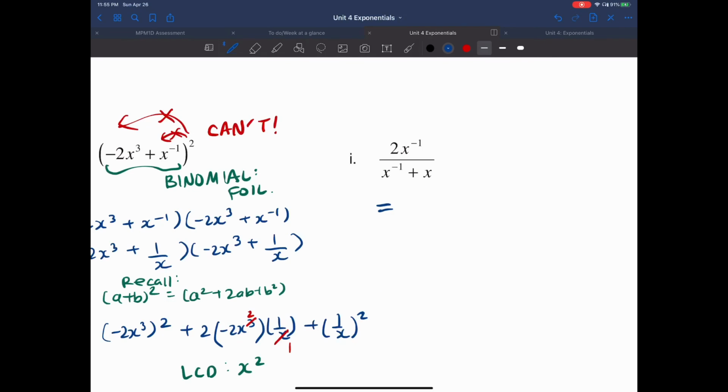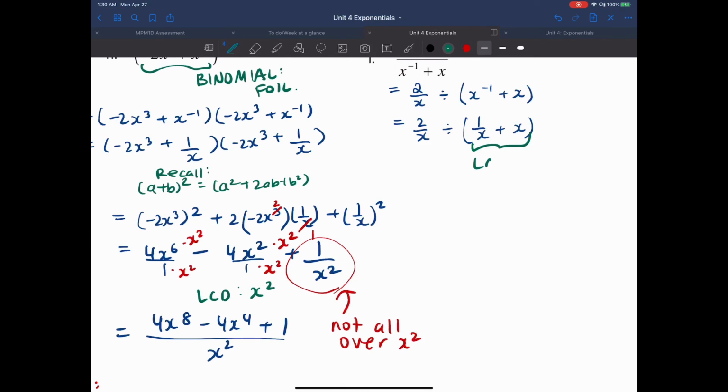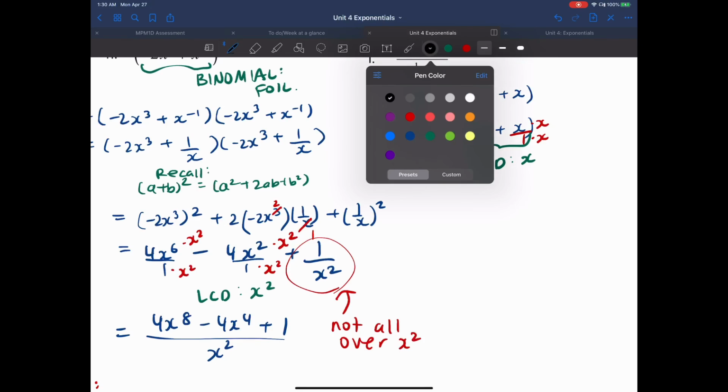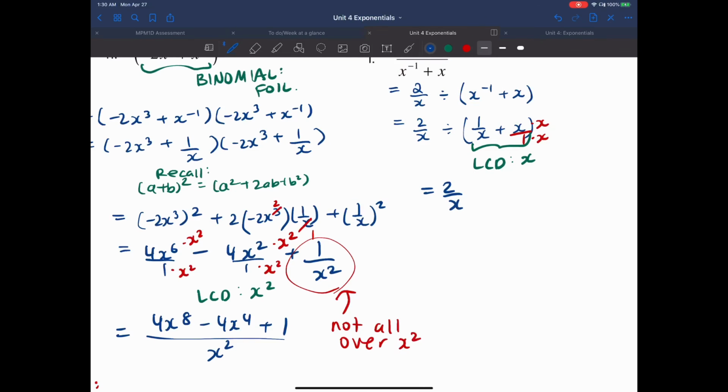Okay. So we have 2 over x, if we rewrite that first part, divided by x to the -1 plus x. I can also rewrite the things in the brackets as 2 over x divided by 1 over x plus x. I'm going to find the LCD of the second bracket, and it is going to be x. The second term has a denominator of 1, so I'm going to multiply the top and bottom by x. Then I'm going to have 2 over x divided by (1 over x, and then 1 plus x squared).